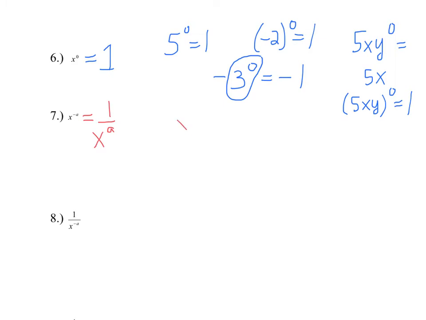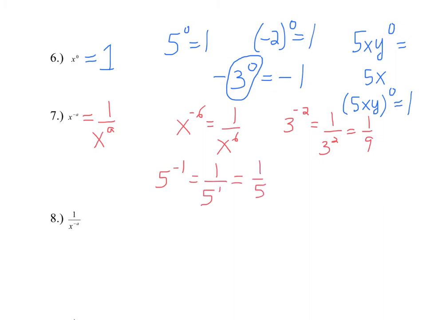So we're talking about things like x to the negative 6. Well, that's the same as 1 over x to the positive 6. Or if I say to you, without a calculator, tell me what 3 raised to the negative 2 is. Well, you have to know that's the same as 1 over 3 to the positive 2, or 1 over 9. If I say to you, tell me what 5 to the negative 1 power is, without a calculator, it's not negative 5, it's 1 over 5 to the positive 1, or just 1 over 5. Okay.